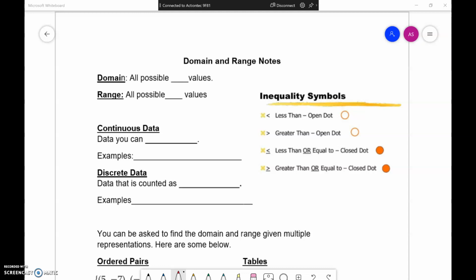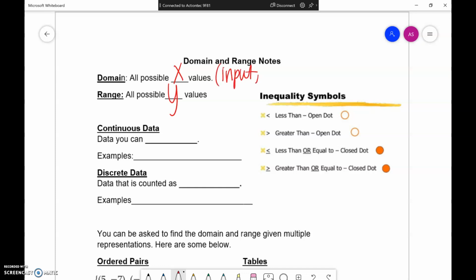Domain and range. This is something you've seen before, you just called it input and output. But domain and range is pretty much just looking at all of our X values and all of our Y values. So that's what goes here. Domain is all possible X values and range is all possible Y values. So I'm going to just put the words you've seen before.